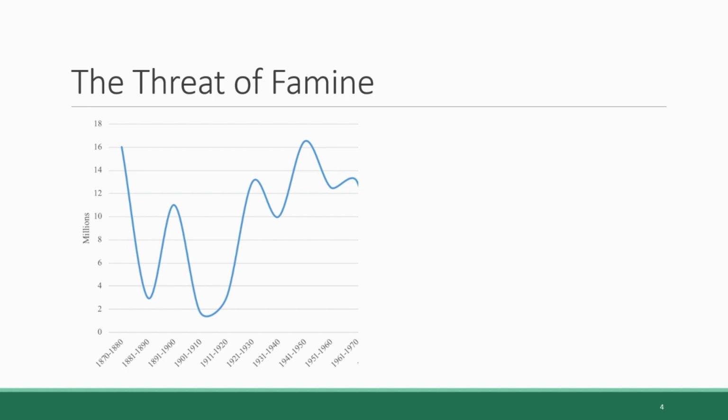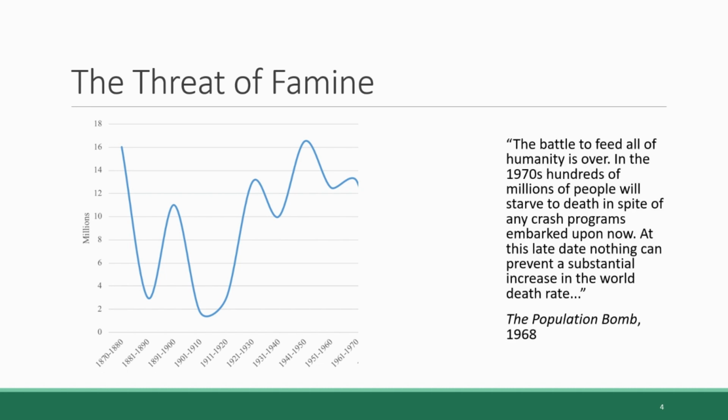So between 1930 and 1970, the world population doubled from 2 billion to 4 billion in just 40 years' time. And it was on track to continue to grow exponentially and double again. And in this book entitled The Population Bomb, which was published in 1968 by Stanford professor Paul Ehrlich and Stanford senior researcher Ann Ehrlich, the text opened with, quote, "The battle to feed all of humanity is over. In the 1970s, hundreds of millions of people will starve to death in spite of any crash programs embarked upon now. At this late date, nothing can prevent a substantial increase in the world death rate."